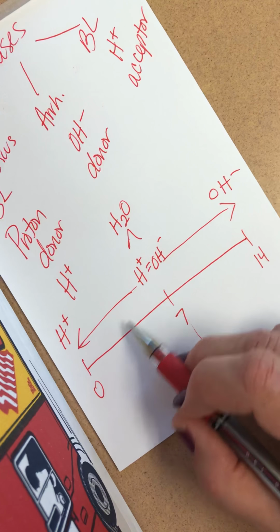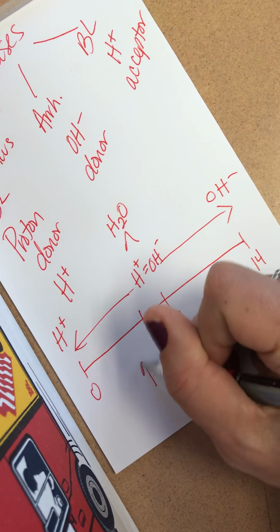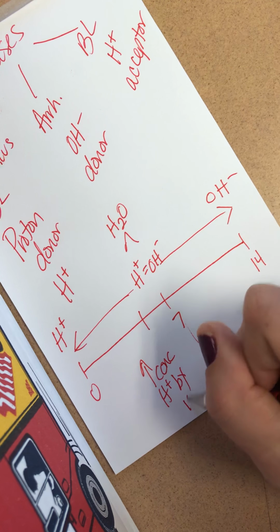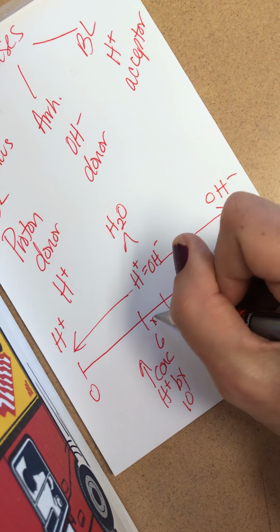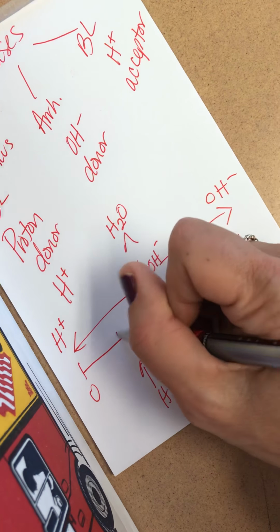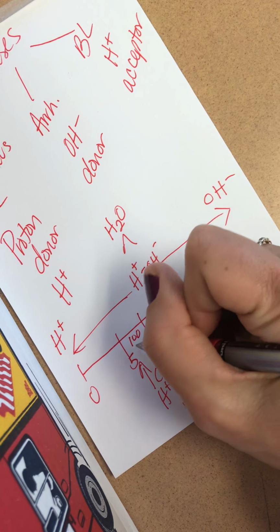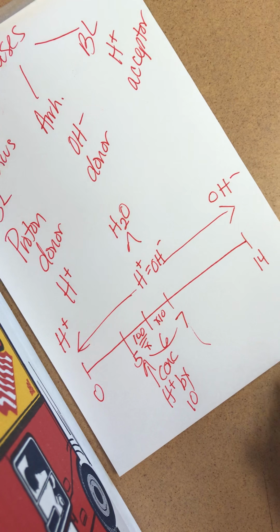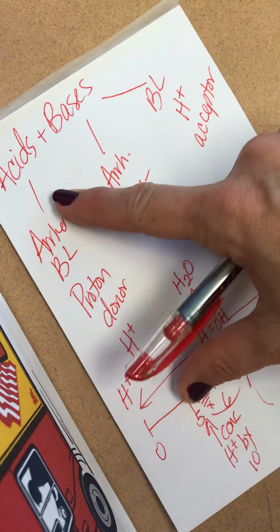For each step on the pH scale, you are going to increase the concentration of H+ by a factor of 10. So if I go from a 7 to a 6, I have 10 times more H+. If I go to a 5, I have 10 times 10. That is 100 times more than 7. All right, so that's how the pH scale works, and it also makes these definitions make sense.